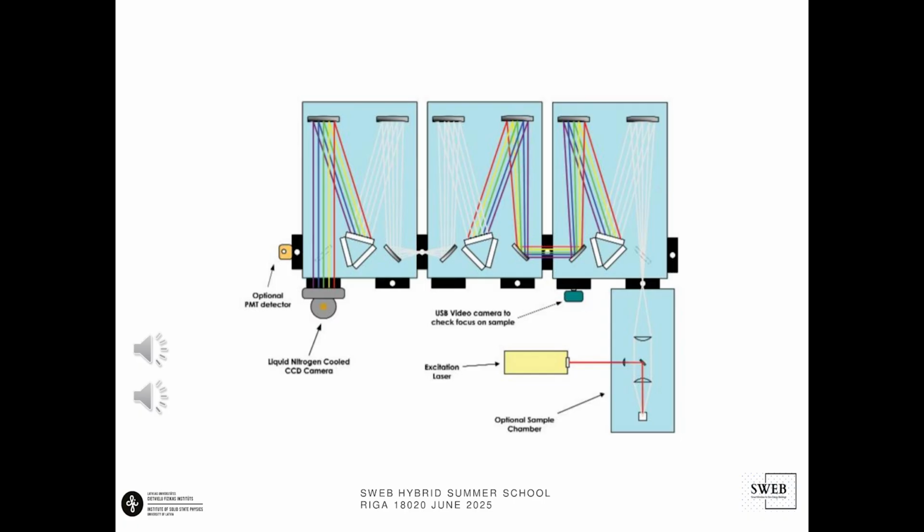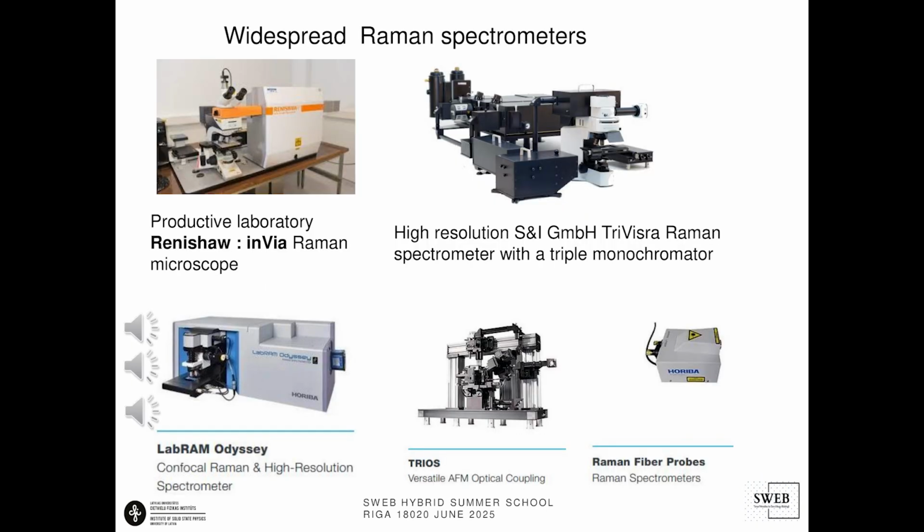In more complex experiments, all 3 monochromators are used. The use of 3 monochromators is important for experiments with high spectral resolution, up to 0.1 reciprocal centimeter, or measurements up to 5 reciprocal centimeter from the laser line.